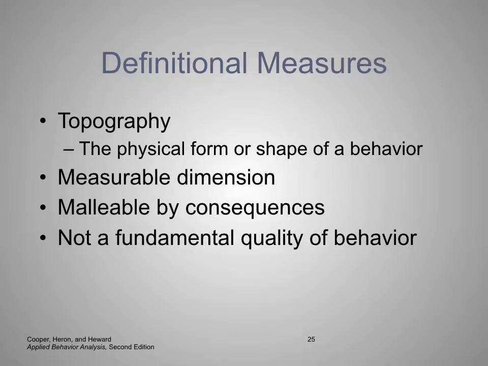We just talked about behavior's dimensional quantities and the behavior data collection system. But behavior can also be defined and measured by its form and intensity. I just want to introduce some new terminology. So the form is called topography. So the physical form or shape of a behavior is called topography. Sometimes you have to describe how the behavior looks. That's topography.